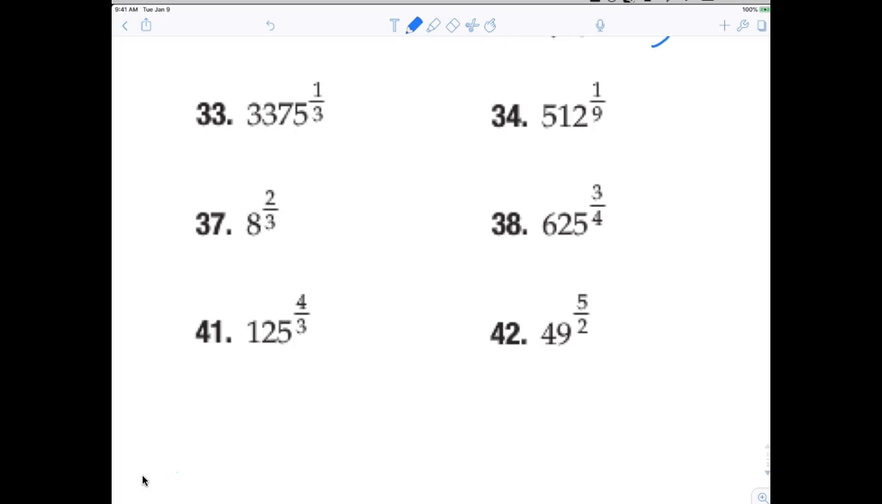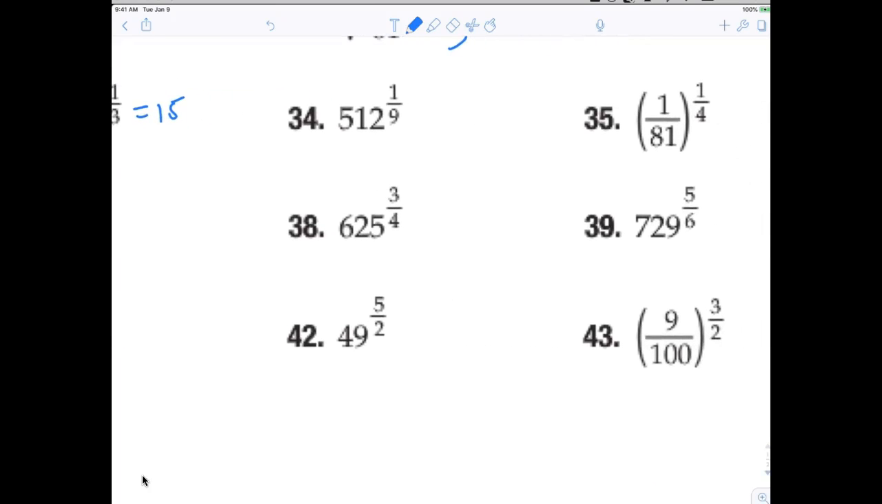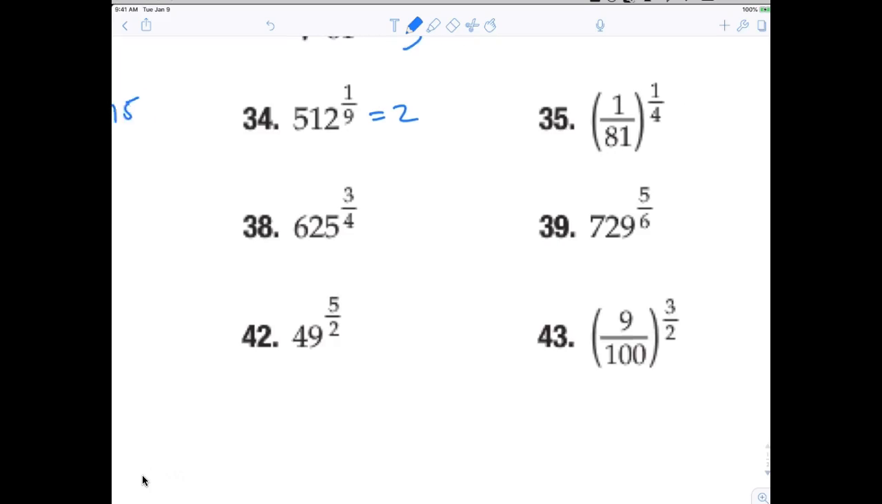You know what you're doing? I don't see a calculator in your hand. You should be doing all of them on the calculator. Every single one. Not writing down the answer. There's no value in just writing down the answer. What is it again? 15. Perfect. All right, Carly, 34. 2. Very good. 35. Caroline.